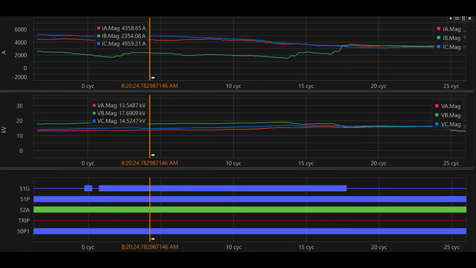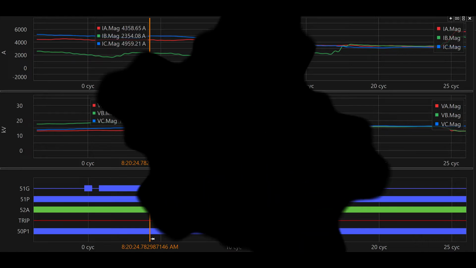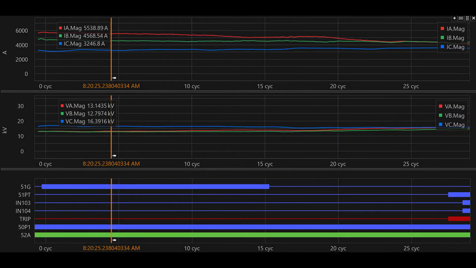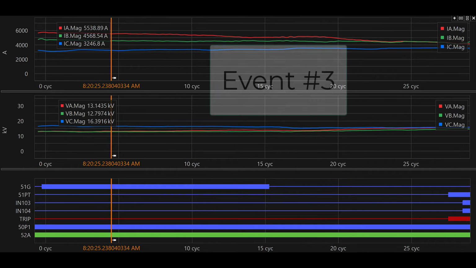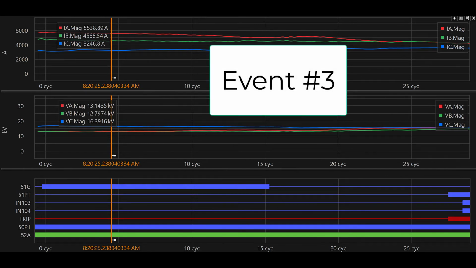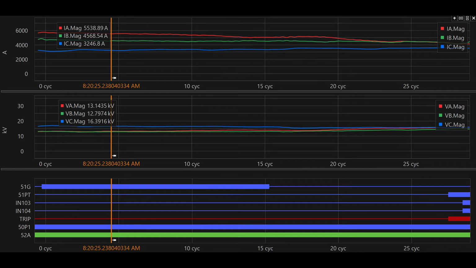Due to the memory limitation again, this event ended and event number 3 is created. In event number 3, we still have a 3-phase fault. Now by the end of the event, we see the trip signal assert. And something new is also shown: two inputs, IN103 and IN104, assert.